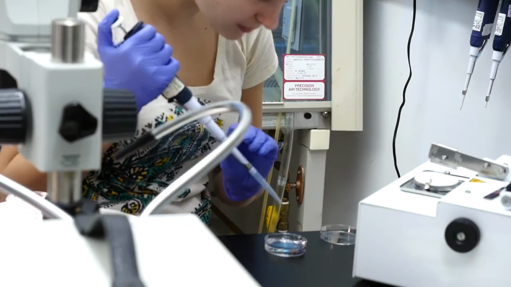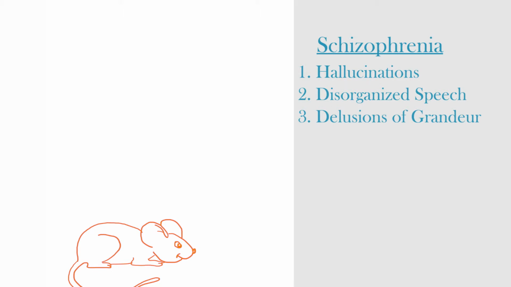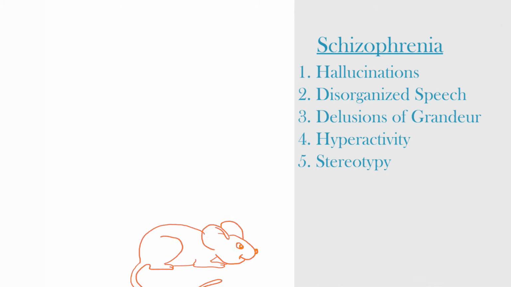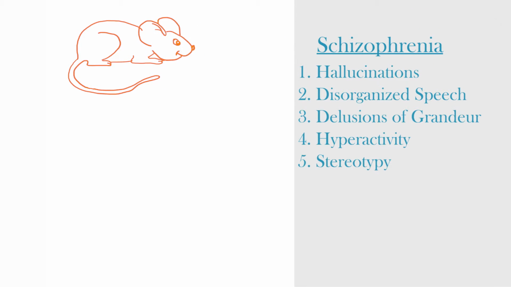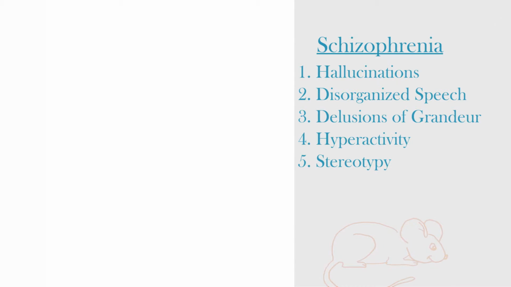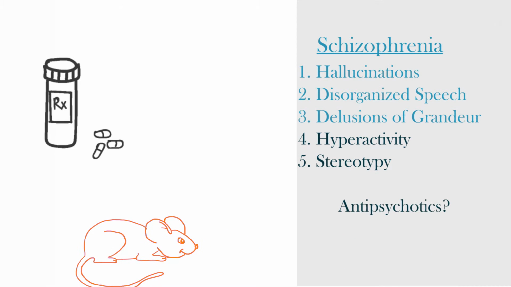Some of those things honestly, we just can't really test in mice. We can't ask the mice, did you have a hallucination? Do you think you're the king of all mice? We can't do those things. However, they could quantify other behaviors like increased movement, also called hyperactivity, and stereotypy, which is a series of complex repeated movements. So his team asked if, after the gene mutation, did these mice show these behaviors and respond to antipsychotics just like humans with schizophrenia?